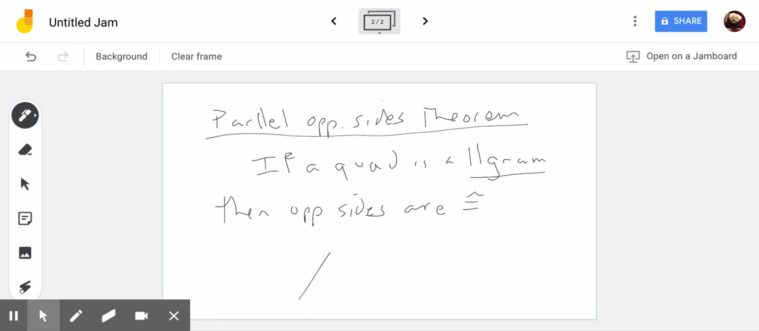So if I give you this parallelogram ABCD, I tell you this is a parallelogram by having opposite sides parallel, then you can say that BC is congruent to AD and AB is congruent to CD by the parallel opposite sides theorem.